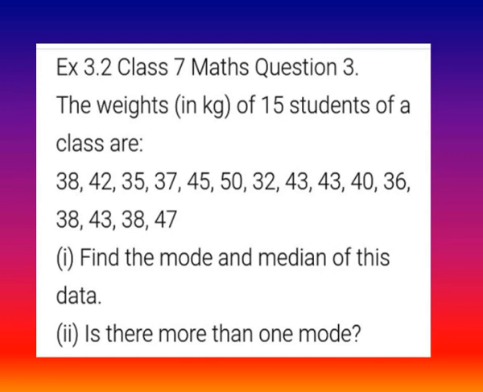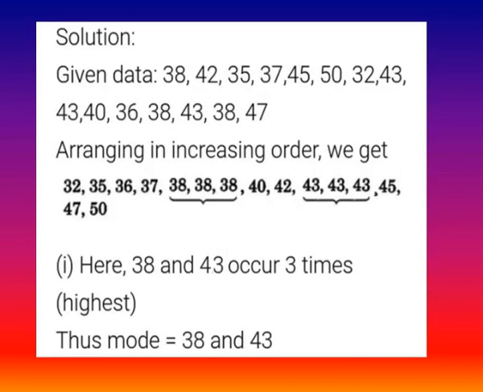Question number 3. The weights in kg of 15 students of a class are 38, 42, 35, 37, 45, 50, 32, 43, 43, 40, 36, 38, 43, 38, 47. First subdivision, find the mode and median of this data. Second subdivision, is there more than one mode?